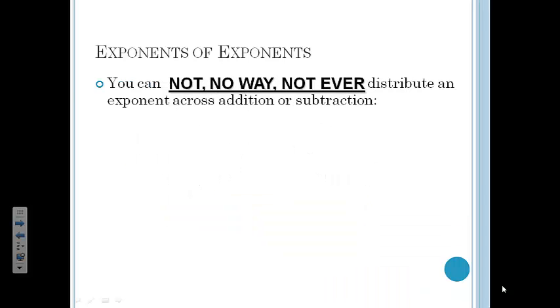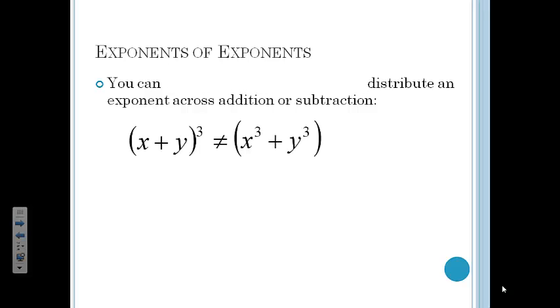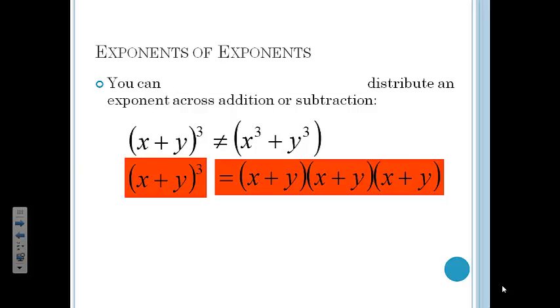You cannot, no way, not ever, no how, distribute an exponent across addition or subtraction. That is a big, big no-no. Do not do it. So for example, (x plus y) cubed is not the same as x cubed plus y cubed. You cannot do it, don't make that mistake.